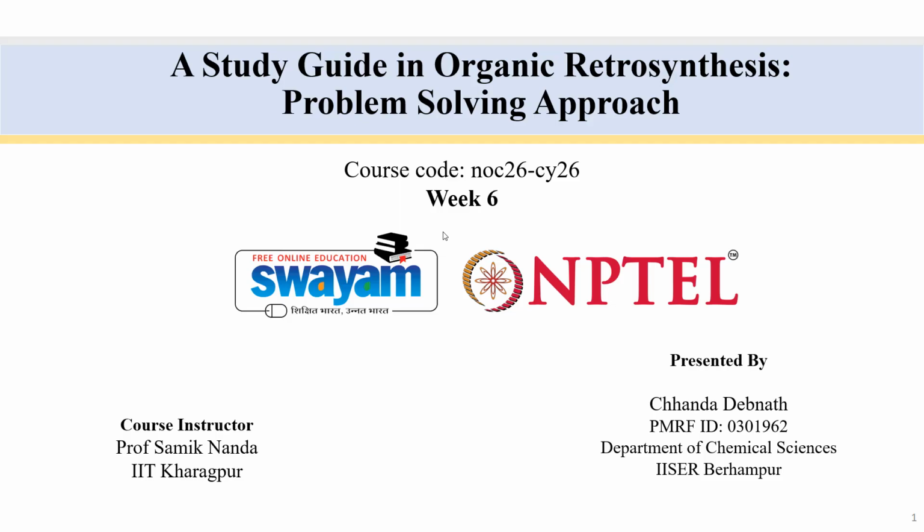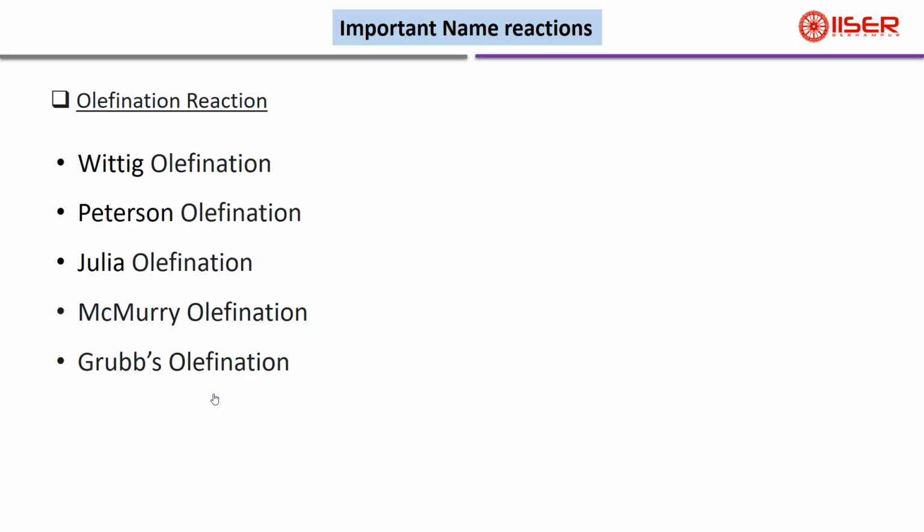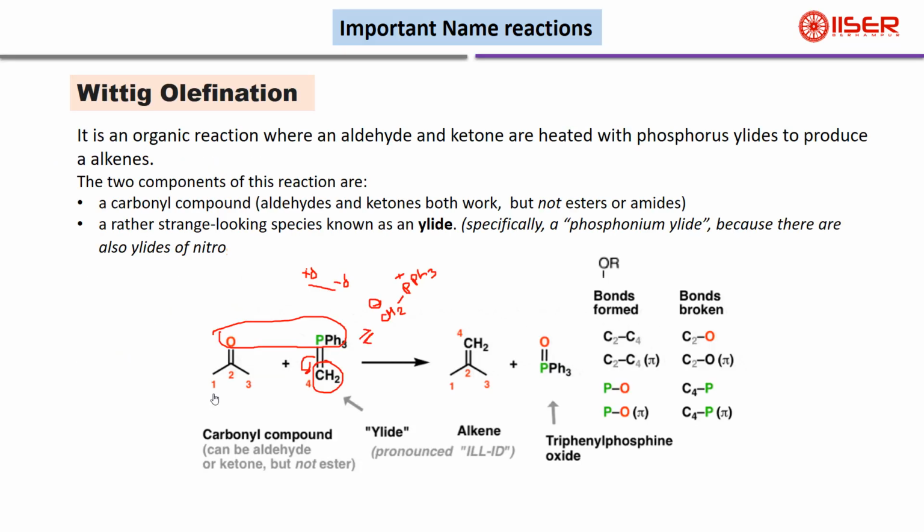So let's start. We have already discussed all these name reactions. Today among them we will discuss this Korechikov reaction and some other reactions also. In the last class I said that we will discuss olefination reactions next class. So today I will discuss all these olefination reactions. The first one is Wittig olefination. This is one of the important ones. I hope many of you have heard this name, Wittig olefination.